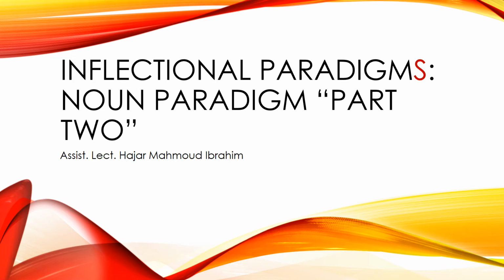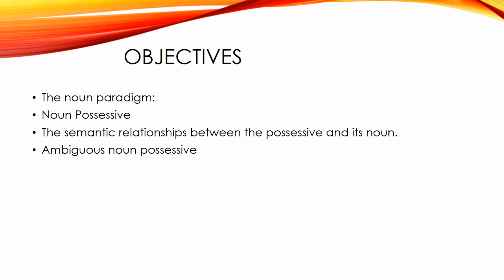Today we have another part of inflectional paradigm. We have discussed earlier the noun paradigm and we haven't discussed noun possessive. So today we are going to complete the noun paradigm and discuss noun possessive after discussing noun plural. The objectives of this lecture are the noun paradigm and noun possessive. There are also some relationships between the possessive and its follower, and we are also going to discuss ambiguous noun possessive.